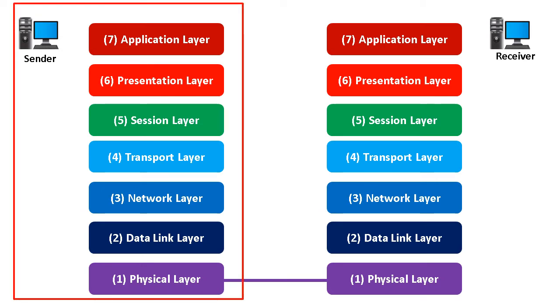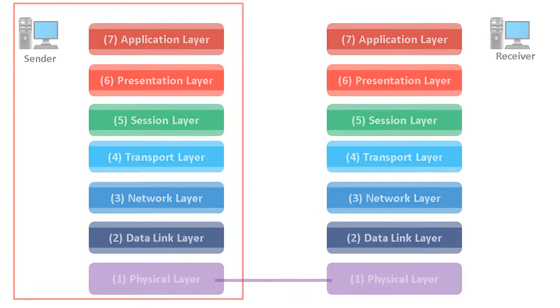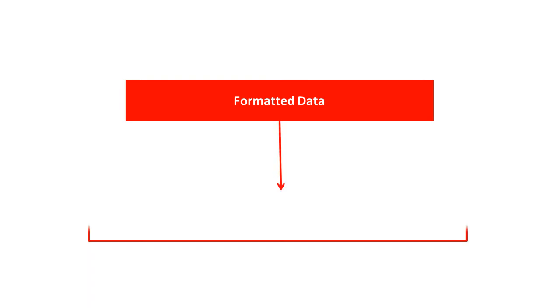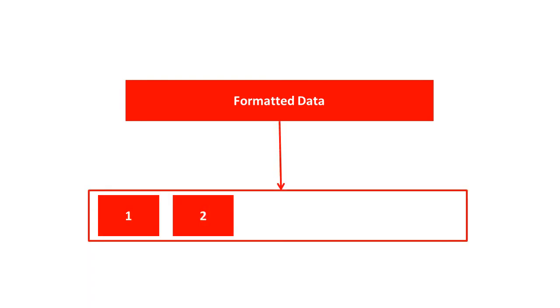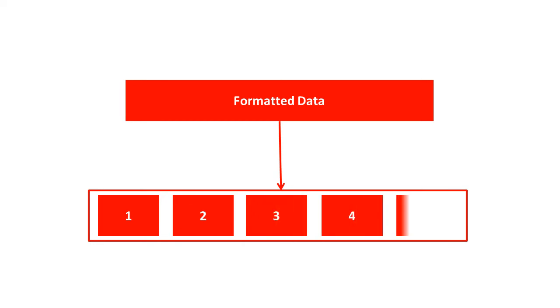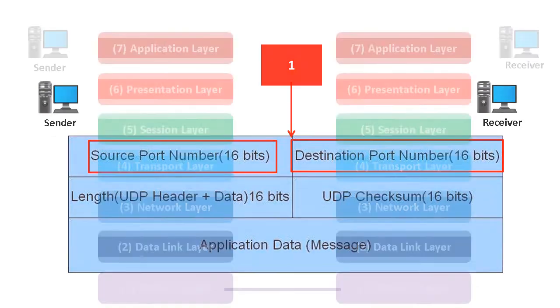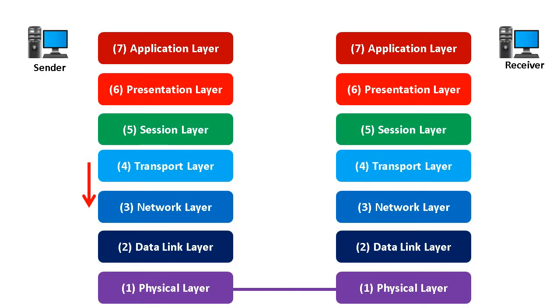At the sender side, transport layer receives the formatted data from the upper layer, that is session layer, and then it performs segmentation as well as implements flow and error control to ensure proper data transmission. After that, it adds the source and destination port numbers in its header and then forwards the segmented data to the lower layer, that is network layer of OSI model.